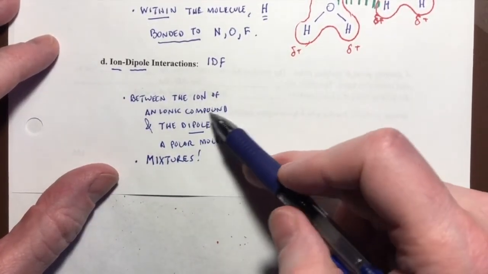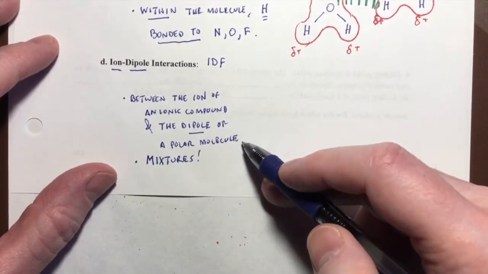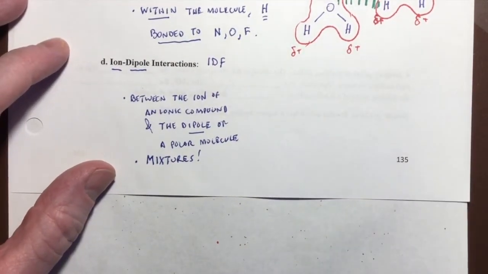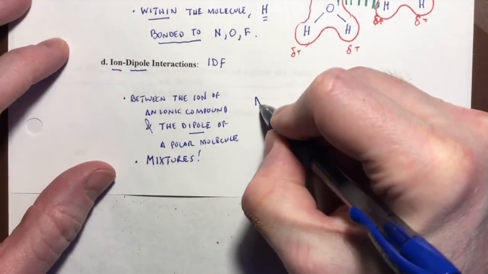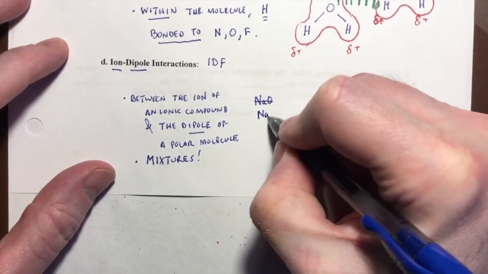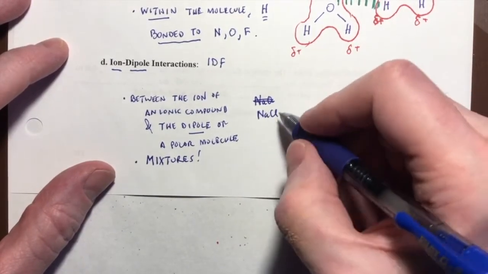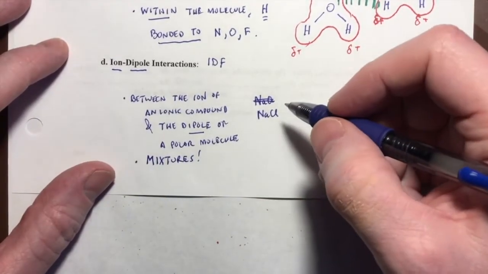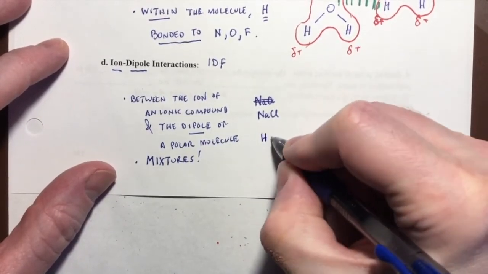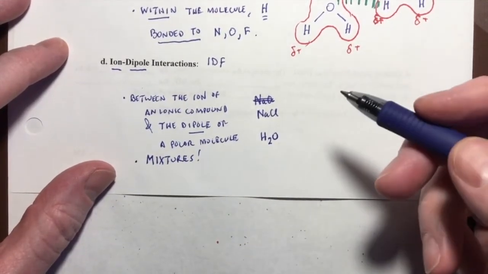Because we not only have an ionic compound, we also have a polar molecule. Remember, molecule is a covalent species. So the classic example of this is when we take an ionic compound like NaCl. It would work for NaOH, but I prefer to show you NaCl because we're much more familiar with sodium chloride. That's an ionic compound. And we mix it with a polar covalent molecule like water.